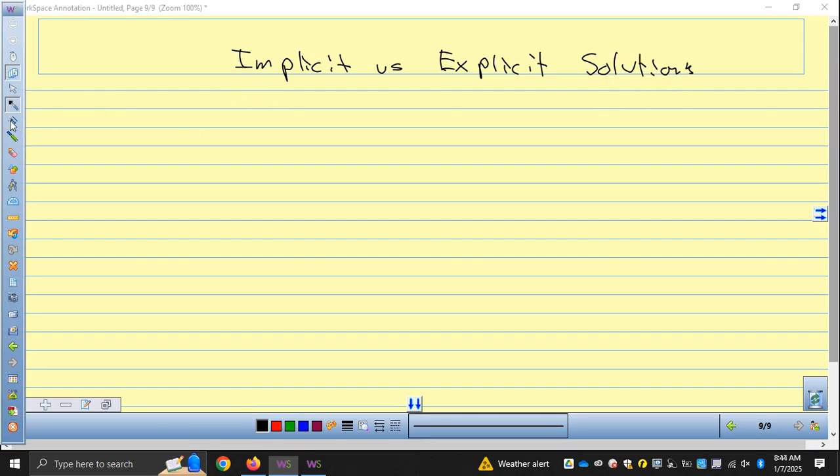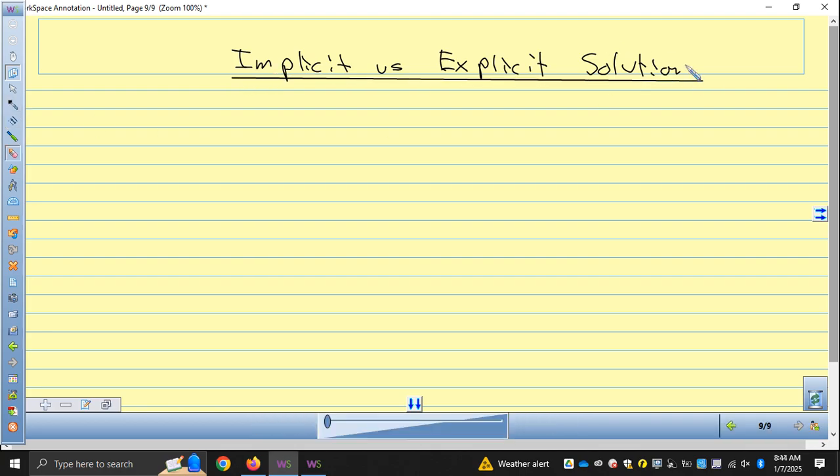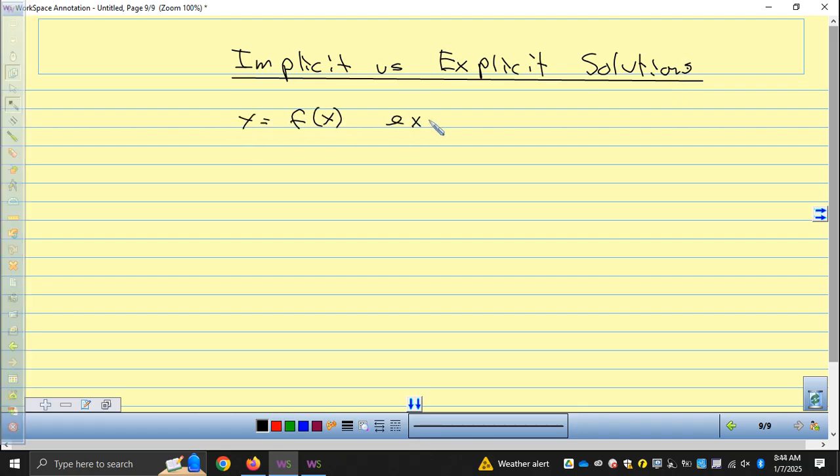We have talked about implicit and explicit functions previously, so we have some familiarity with those. Y equals f of x is explicit, and f of x, y equals 0 is an implicit solution. So often our solutions, we will not be able to solve for y in terms of x, so we will get an implicit solution.